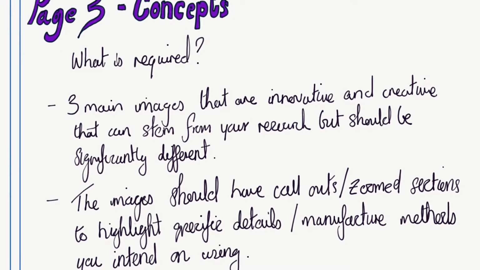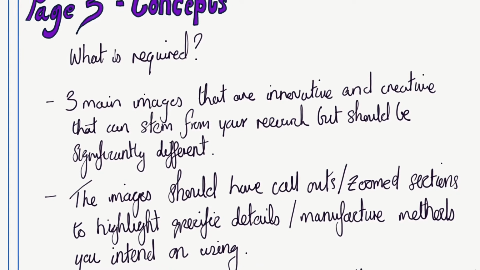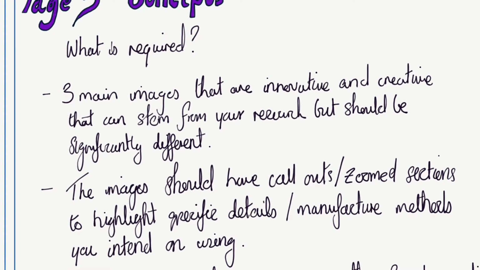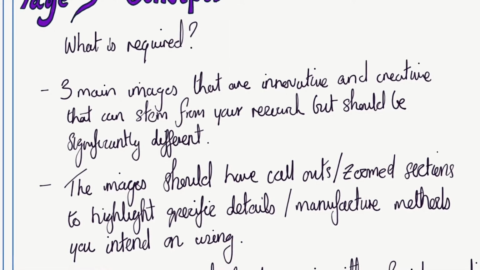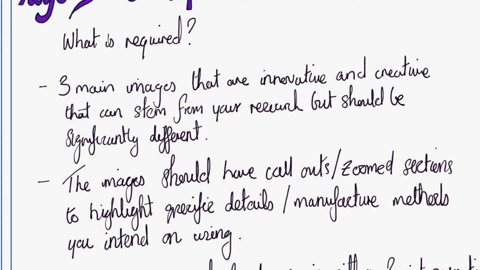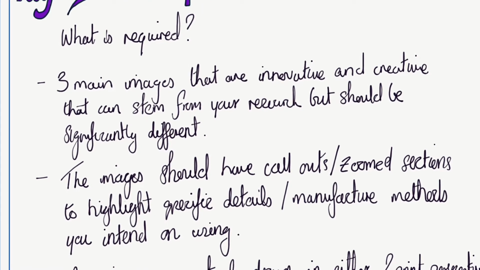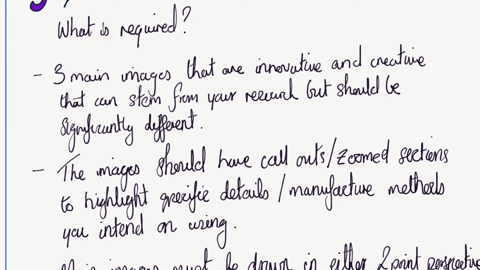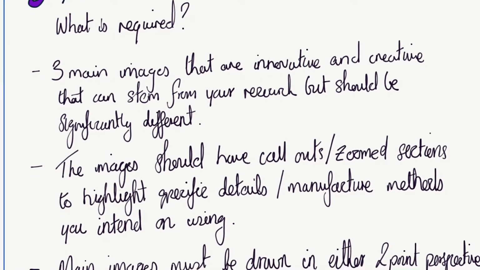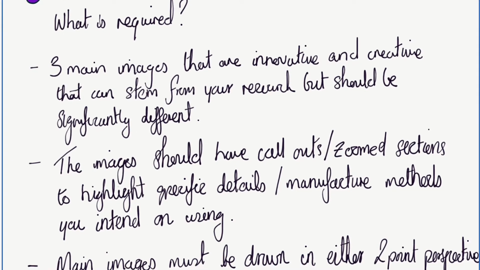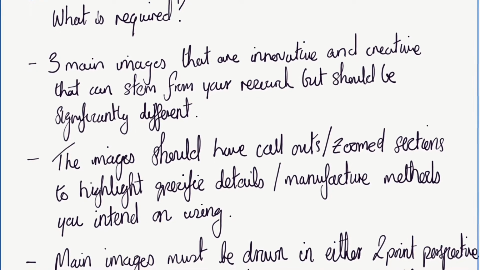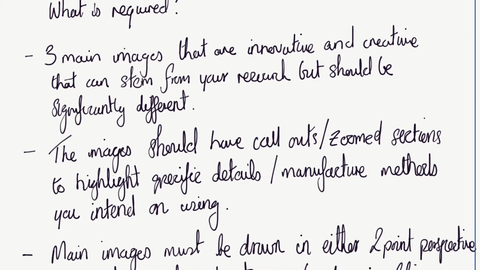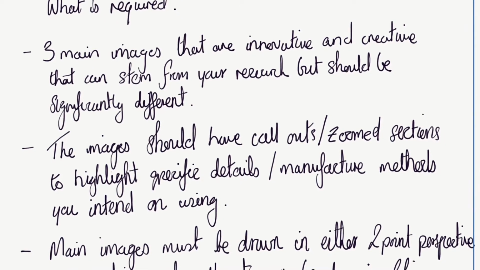So, what's required? 3 main images that are innovative and creative that can stem from your research but should be significantly different. The images should have callouts or zoom sections to highlight specific details or manufacture methods you intend on using. The main images must be drawn in either 2-point perspective or isometric drawing to get you the high-end skill accreditation, but your callouts can also be drawn in 2D or oblique view to help better present those images for you. The key thing here on this particular page is innovation and creativity.